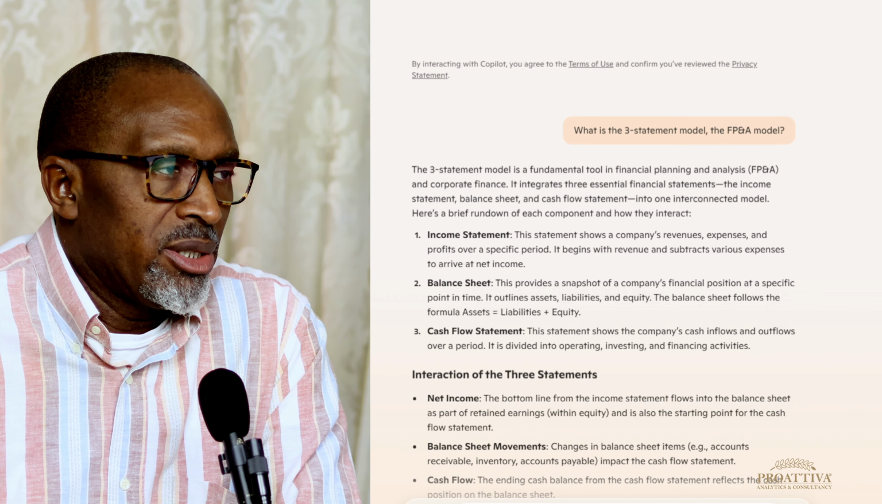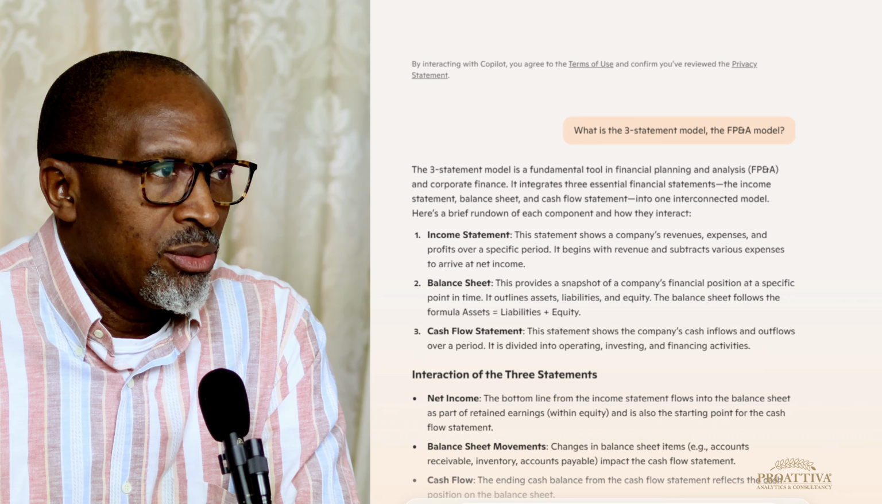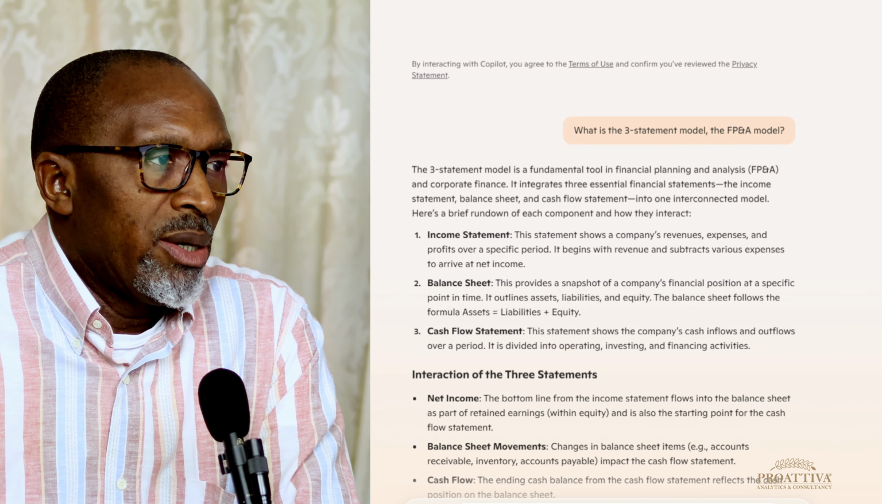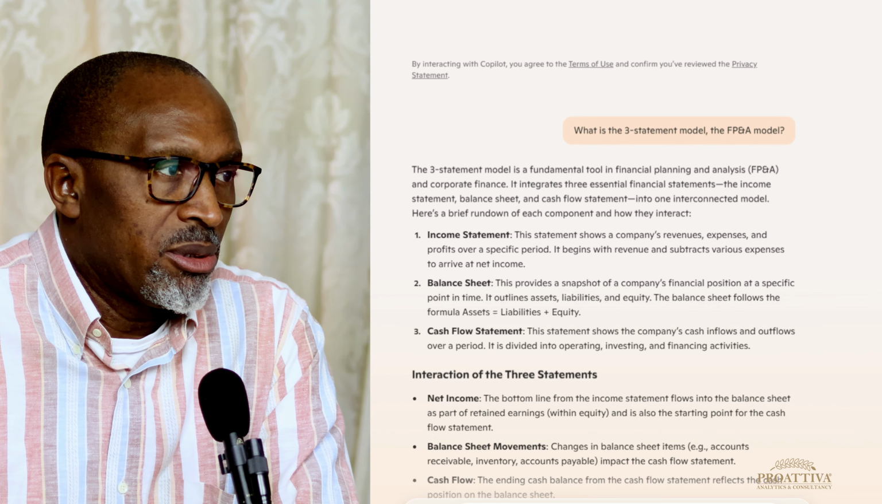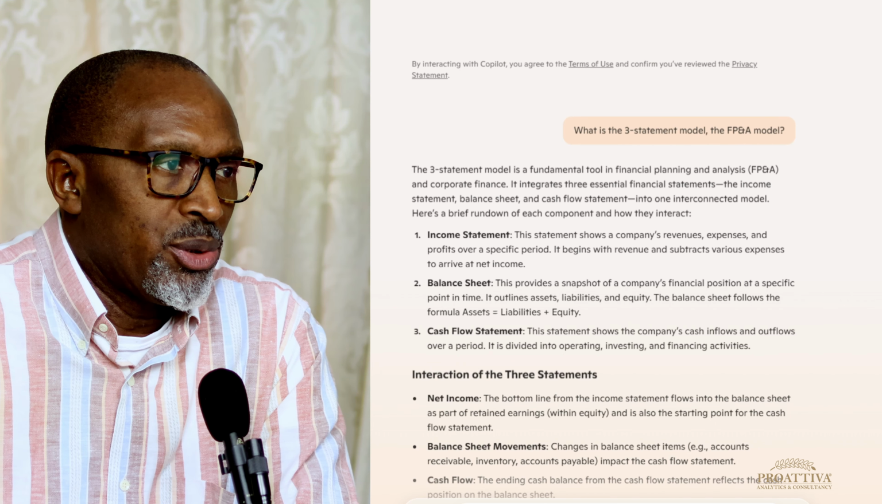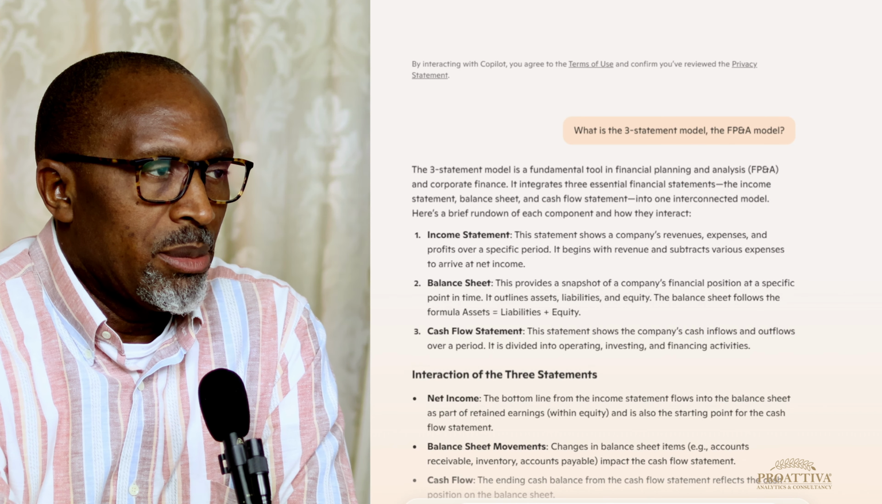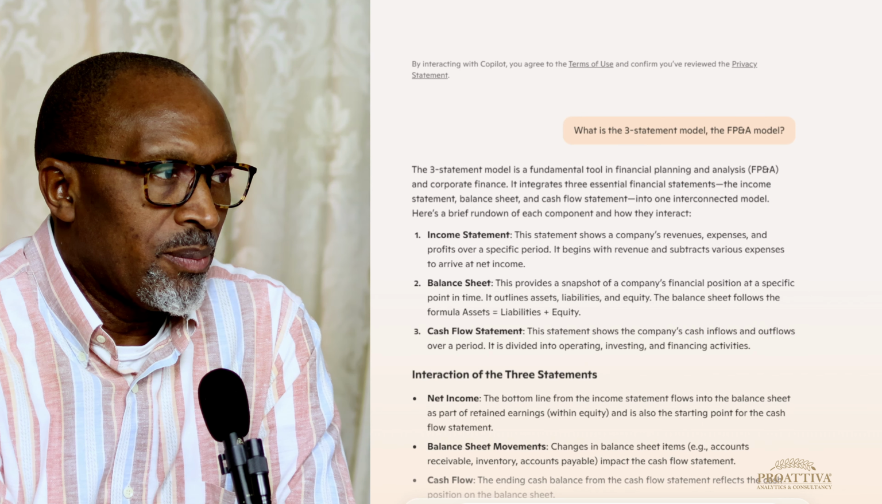And to have a brief rundown of each component and how they interact: the income statement. This statement shows the company's revenue, expenses, and profits over a specific period. It begins with the revenue, then subtracts various expenses to arrive at the net income. The balance sheet provides a snapshot of the company's financial position at a specific point in time. It outlines assets, liabilities, and equity. The balance sheet follows a formula: assets equal liabilities plus equity.